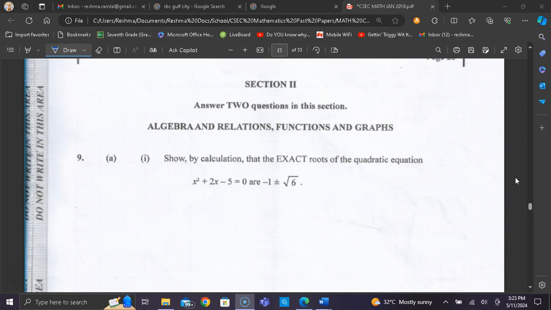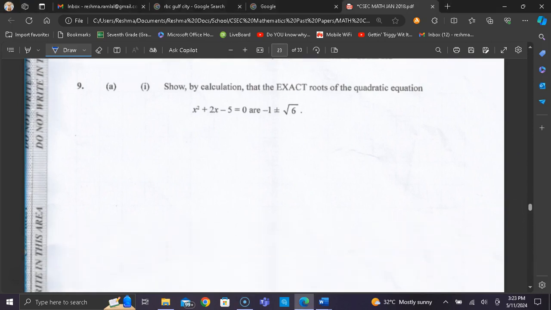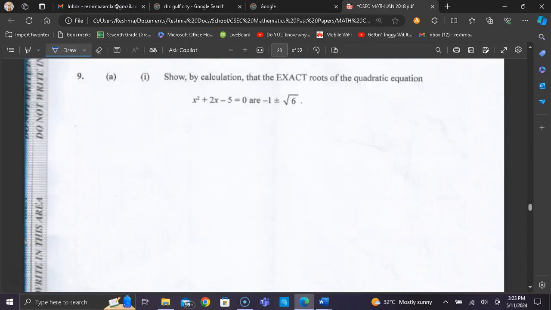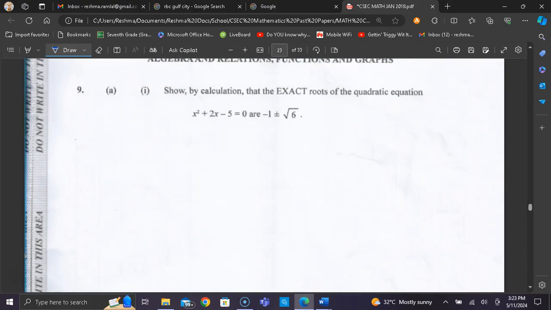So part 1, show by calculation that the exact roots of the quadratic equation x squared plus 2x minus 5 is equal to 0 are -1 plus or minus the square root of 6. And this is worth 3 marks. So if we have to show that the exact roots are -1 plus or minus the root of 6, this means that we have to use the quadratic formula to solve this quadratic equation. So I'm just going to write it on the side here. Of course, this is given in the formula sheet.